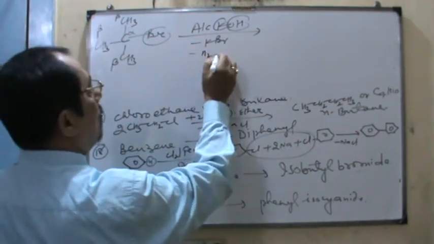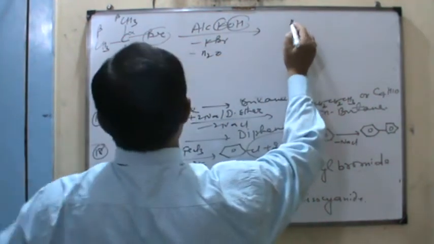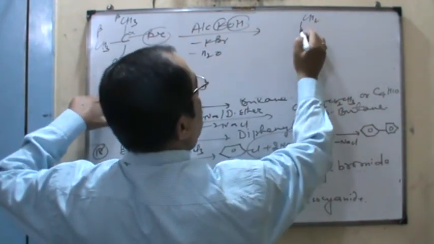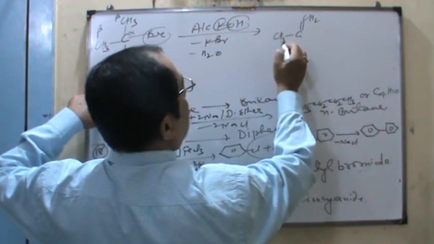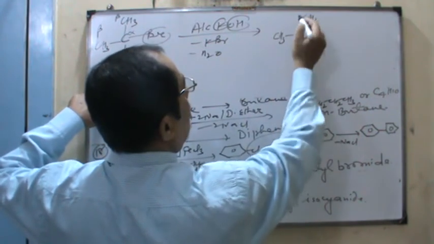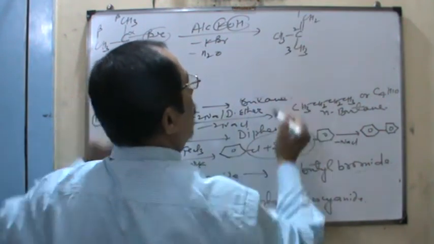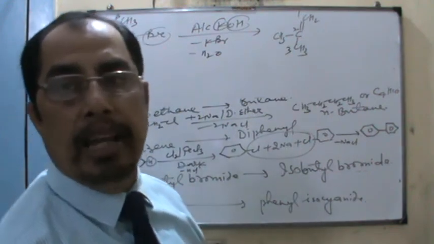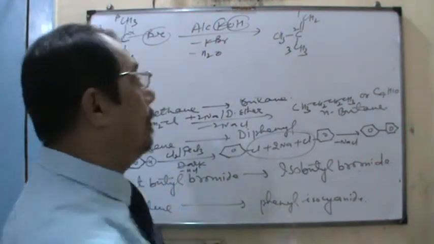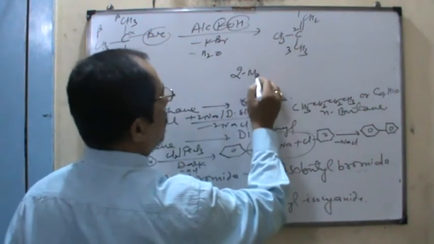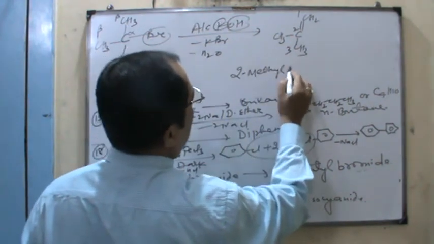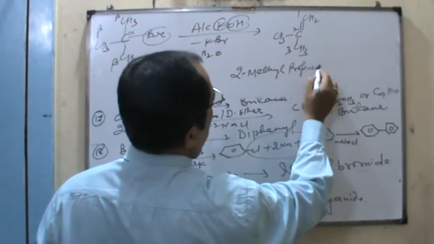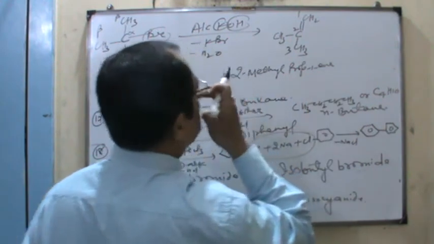Therefore, further you take what is lost. So then it forms CH2 double bond C, CH3 and CH3. 1, 2 and 3. Nomenclature will be 2-methyl prop-1-ene or propene. So here you write 2-methyl prop-1-ene. Right, it's alright.